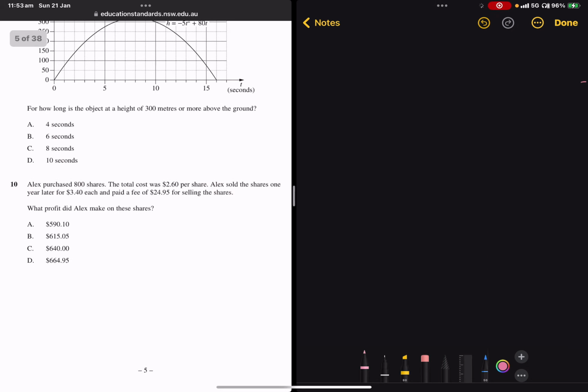Okay, so last question in this set, we have question 10. Alex purchased 800 shares. The total cost was $2.60 per share. He sold the shares 1 year later for $3.40 each, paid a fee of $24.95 for selling the shares. What profit did Alex make on these shares? Okay, so we have to be very careful with this question. It doesn't actually tell us if he had to pay a cost for buying the shares.